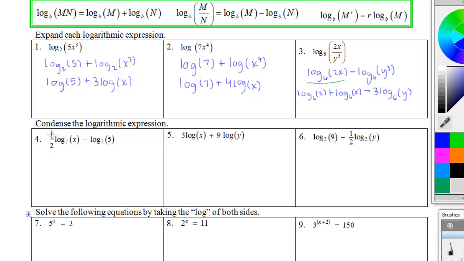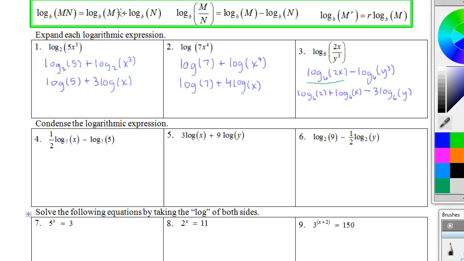Alright, so this one we're going to use the rules backwards comparatively to number 1 through 3, and we're going to try and write these as a single log. The directions say condense the logarithm expression. They could also say write the expression as a single log.